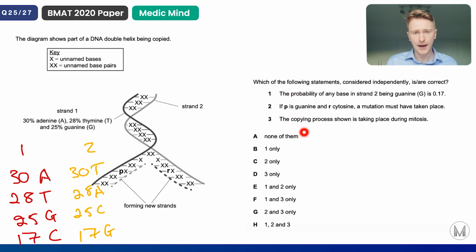And finally, statement number 3, the copying process is taking place during mitosis. This is incorrect. The copying process actually takes place before mitosis happens. So the answer to this one is E.